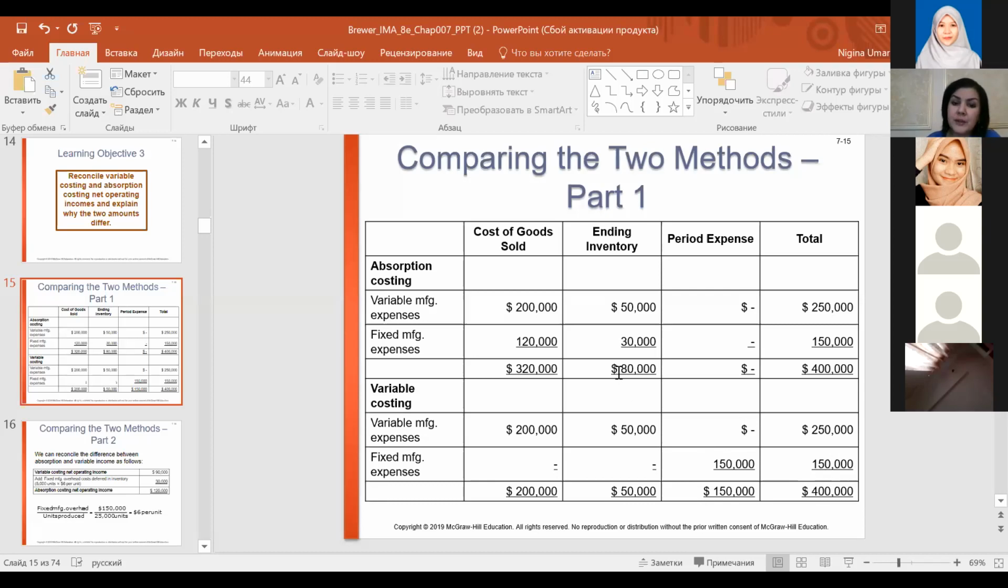So as you see, this 30,000 of fixed manufacturing is kept in ending inventory. And that's why, because of this 30,000, the net operating income is different, is actually higher under absorption costing. It is greater by 30,000. Net operating income, I mean, is greater by 30,000.